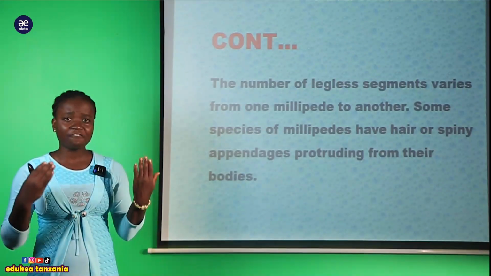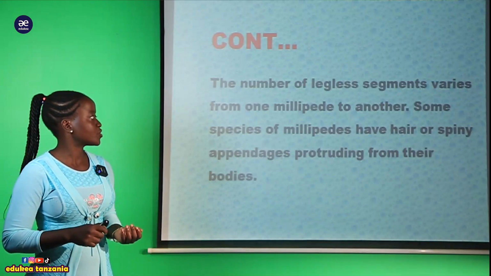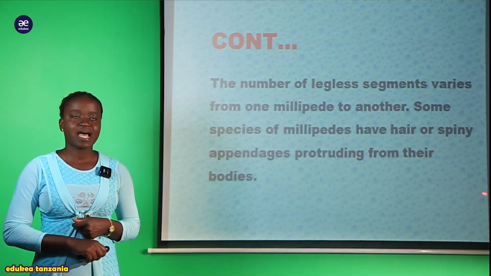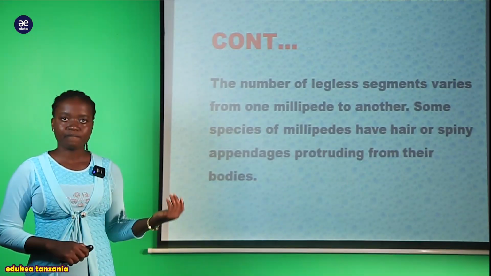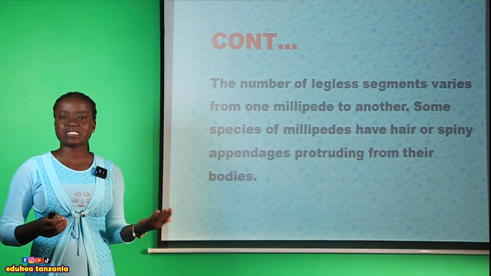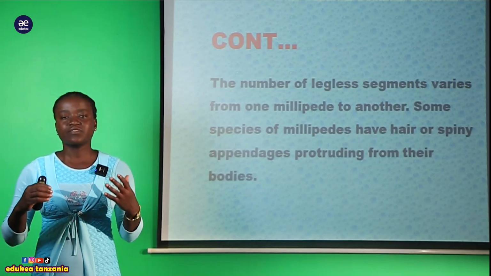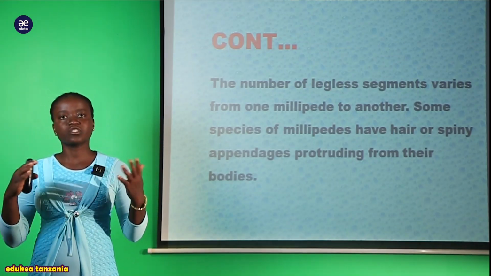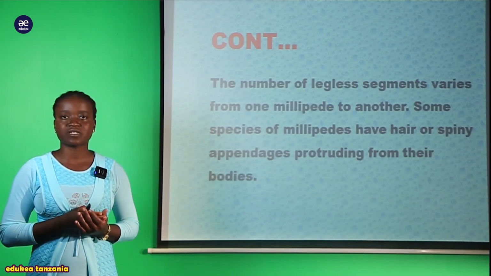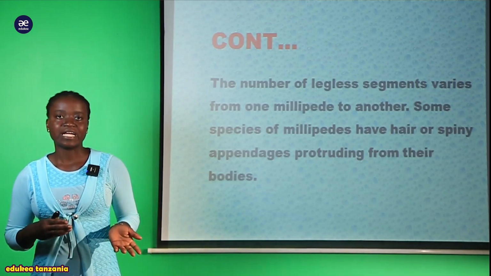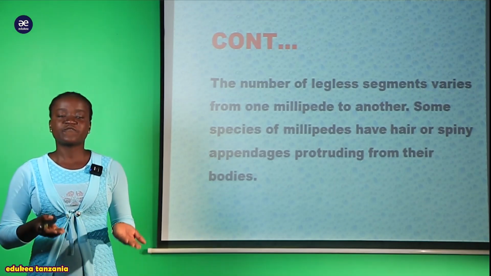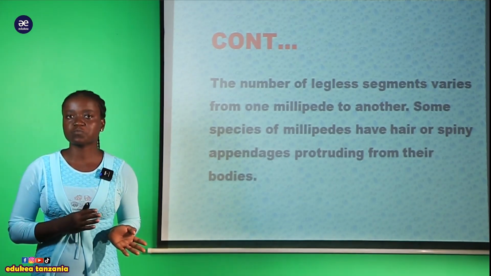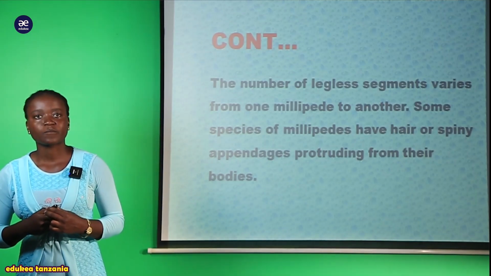Lakini pia we have another kind of millipede that contain hair or spine appendages, ambazo hizi spine appendages are protruding from their bodies. Kwa hizi zote zinatokea, hairs and those spines, they are found within their body. But you have to remember, we have a lot of species that are coming from this class Diplopoda. So they vary. Even the number of legs, different kinds of content that is found within their body inakuwa inatofautiana kutoka species moja na species nyingine.